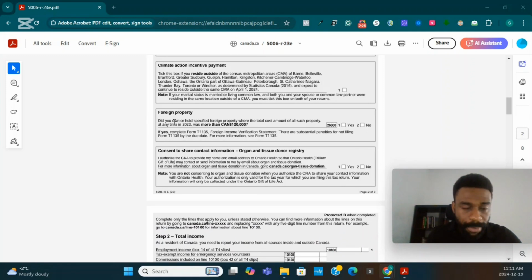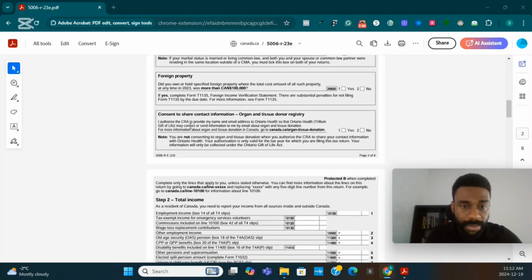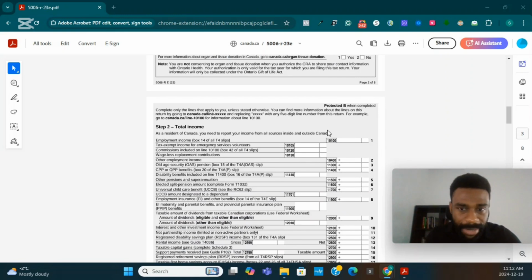Then if you have foreign property that is over $100,000, you need to indicate it here, because there are certain forms you need to fill in and submit. They are called information returns. It's called the T1135. When you have more than $100,000 in foreign property or income somewhere else, you need to fill this in. So that's very important. And if you want CRA to share information for the tissue and organ donor registry, because you'd like to be a donor, then feel free to include yes here, or otherwise put no. So that's just the preliminary part of this form.